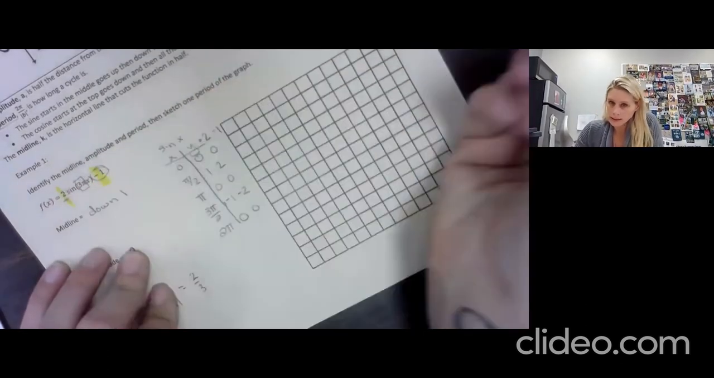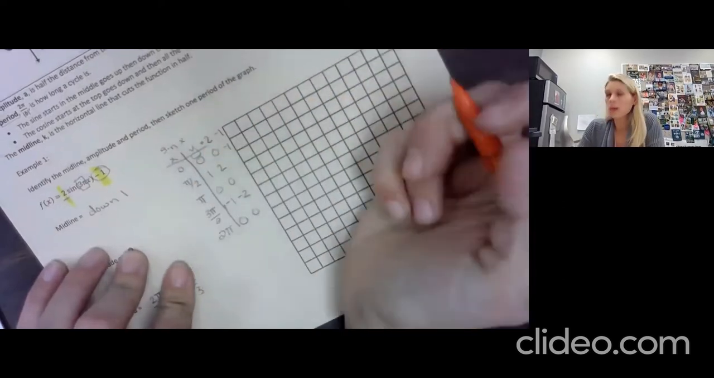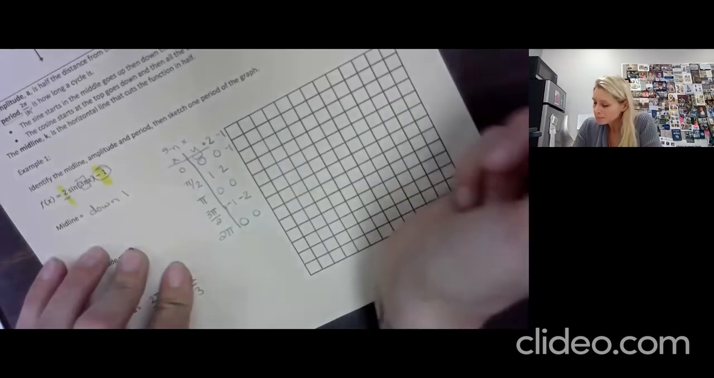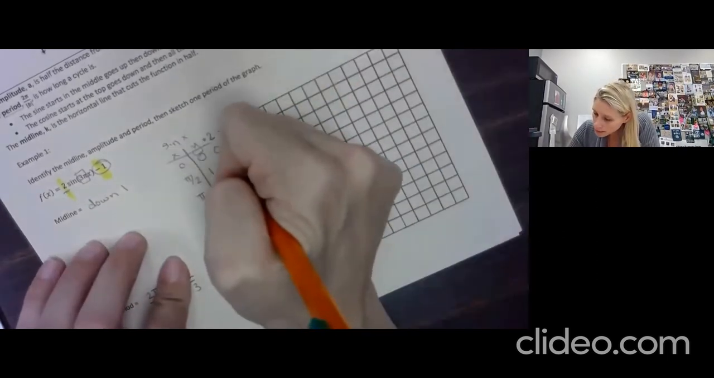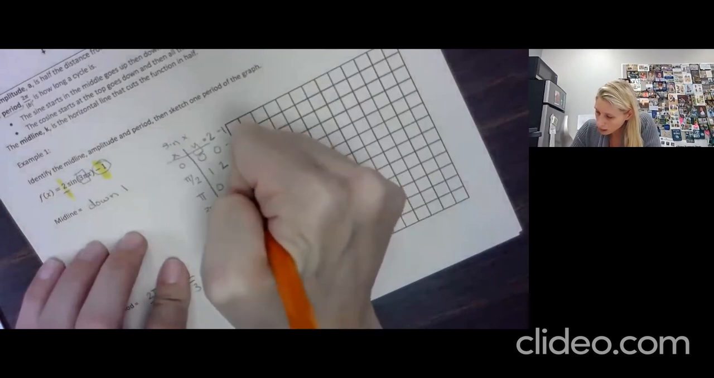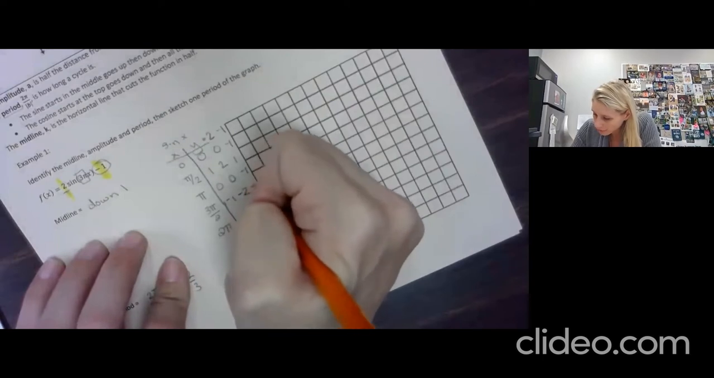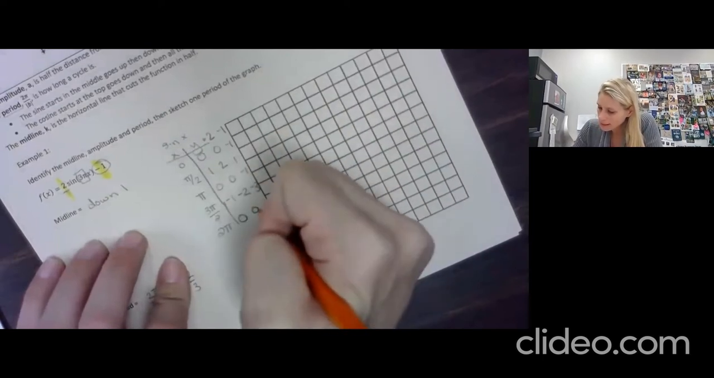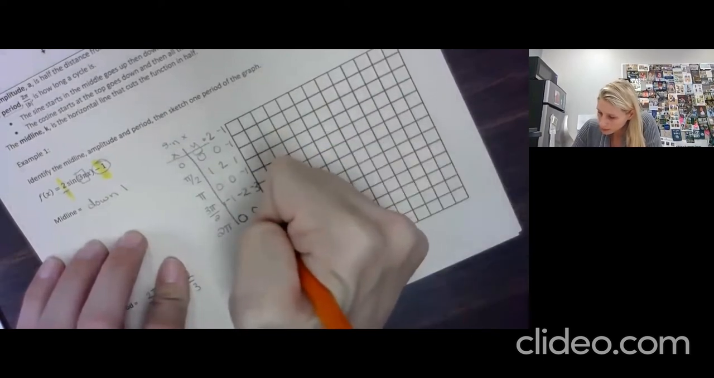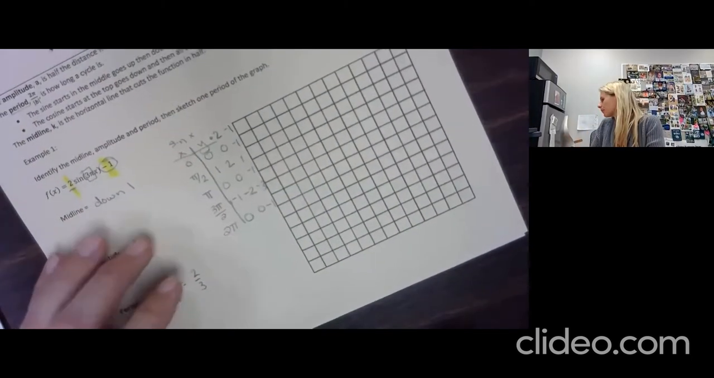Then what we're going to do is subtract 1, right? Because that was our second step. So 0 minus 1 is -1. 2 minus 1 is 1. 0 minus 1 is -1. -2 minus 1 is -3. And 0 minus 1 is -1. So that's my Y's.